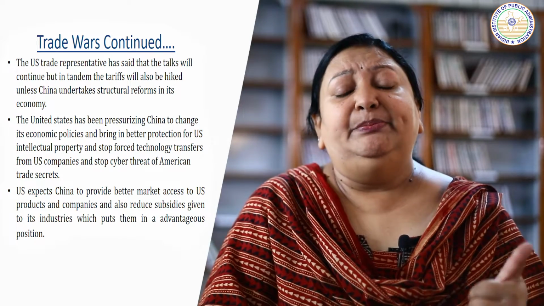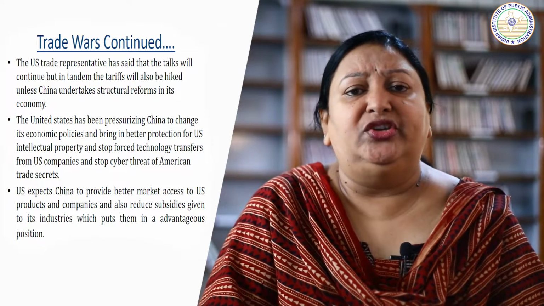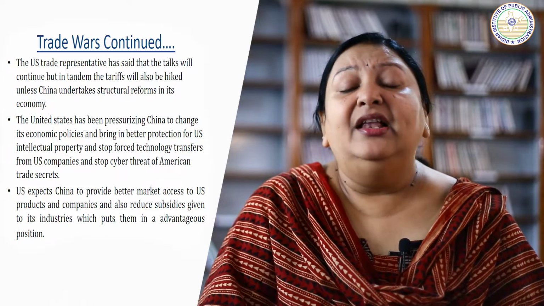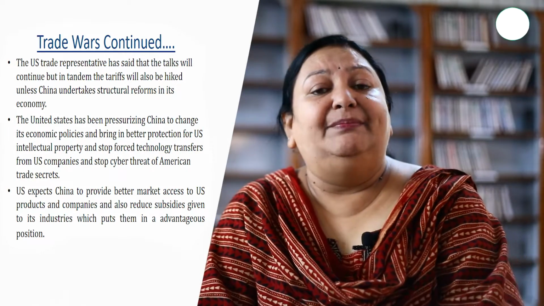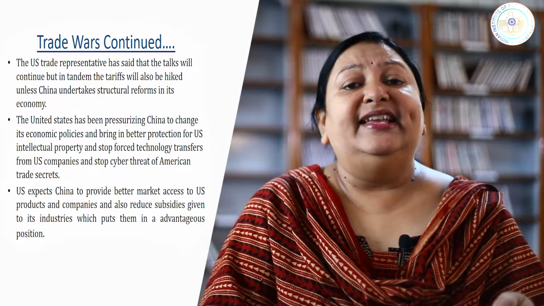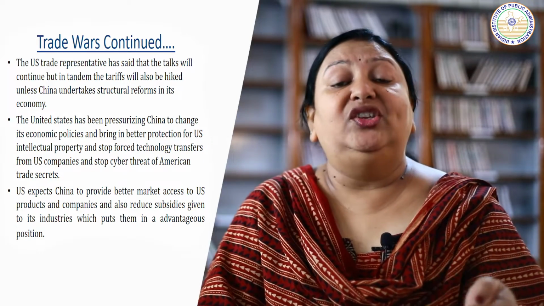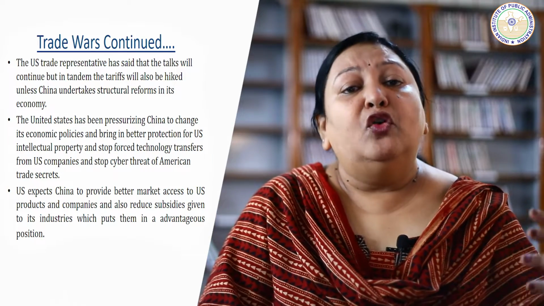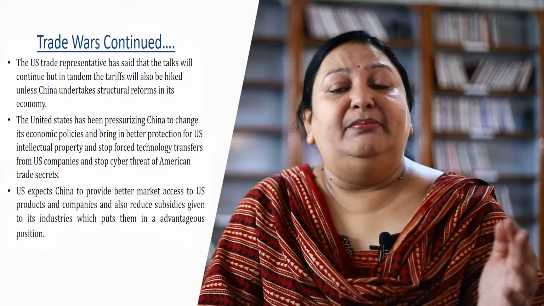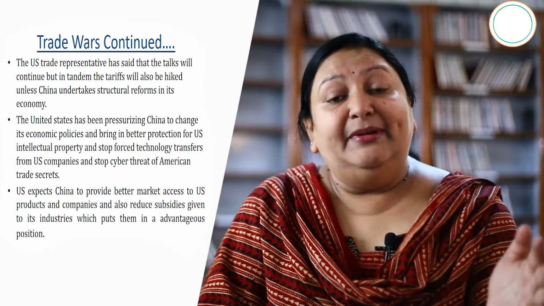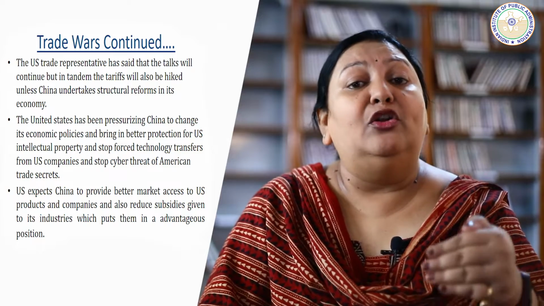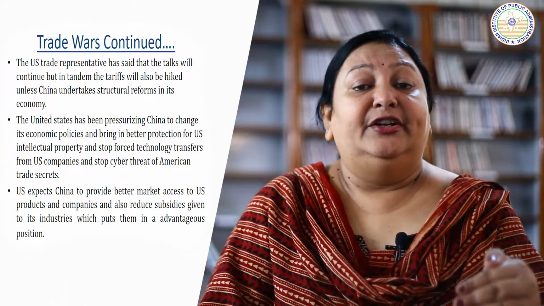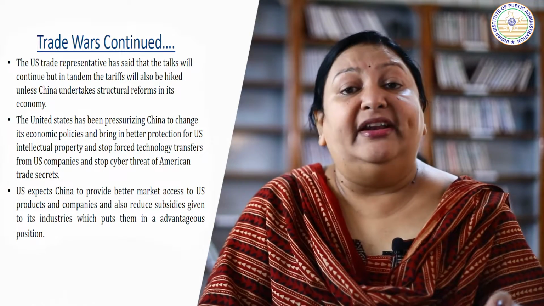The United States has been pressurizing China to bring about massive structural reforms in its economy, to bring in better protection for US intellectual property, and to stop forced technology transfer from US companies to China. What happens is that when a firm establishes itself in China, especially an American firm, the Chinese government and the Chinese firms force the Americans to transfer technology from the American firms to the Chinese firms, thereby resulting in loss of intellectual property for the US firms. The US is also insisting that China stop the cyber theft of American trade secrets.